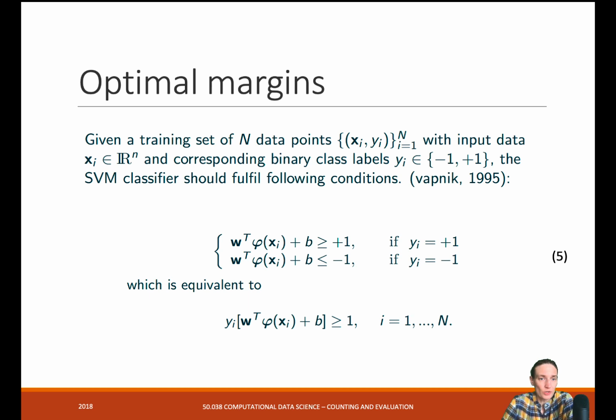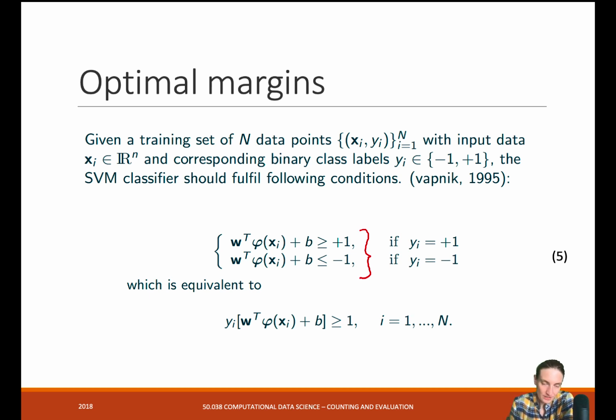Okay. So given a training set of n data points consisting of xi's, the input variables, and yi's, the labels, with input data belonging to the real domain, and binary classification labels -1 and +1, the SVM classifier fulfills the following conditions.